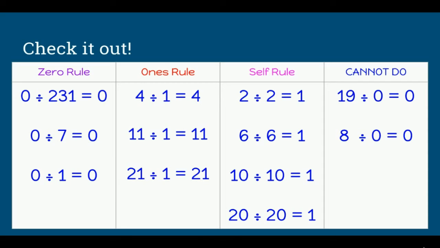Welcome back. Check your answers. Notice there were 2 facts that could not be done. 19 divided by 0 and 8 divided by 0. Always remember that rule that 0 can never be the divisor.